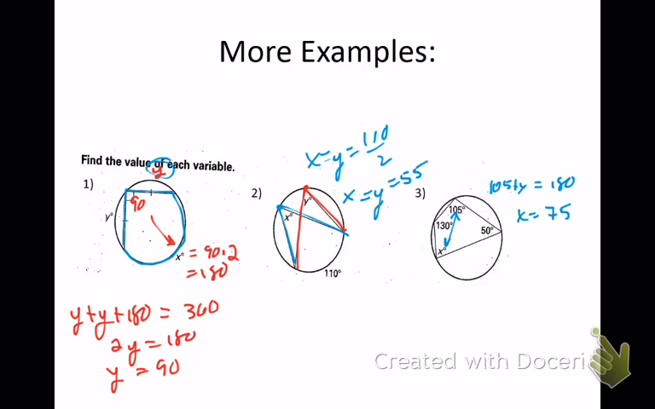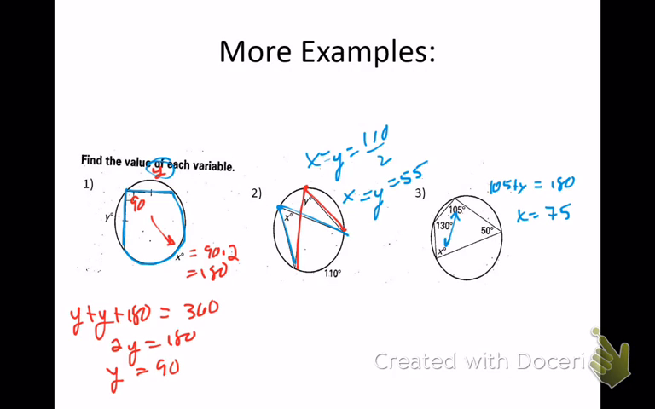Okay? Number two, x and y are the measures of inscribed angles, and if you trace those angles out, they're intercepting the same arc, which is 110 degrees. Inscribed angles, so x and y are going to be the same. And inscribed angles are half the arc, so we take 110 divided by 2, and we get 55.